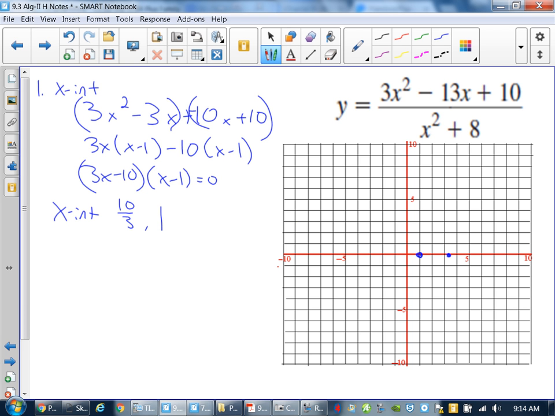Do I have any real zeros for the denominator? No. So there's no real zeros for the denominator, so is there a vertical asymptote? No. The degree of the numerator and the degree of the denominator are the same, which means that your horizontal asymptote is just going to be your coefficients. Y equals 3, because it's 3 over 1.